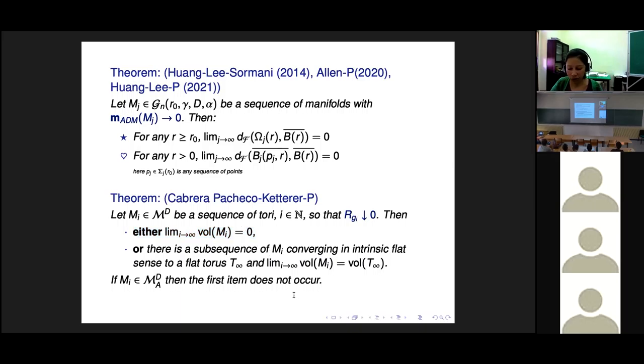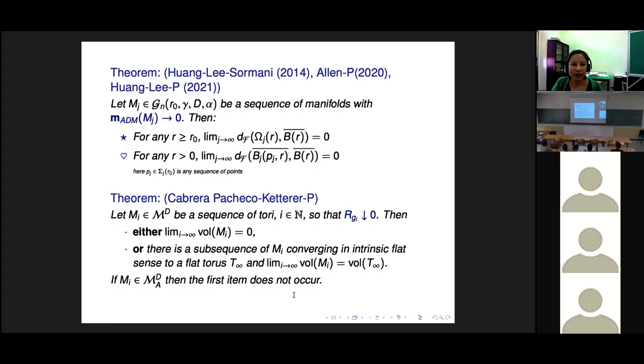So these are the theorems, and I'll try to explain how to prove all of this or some of this. If you have any questions, please stop me.